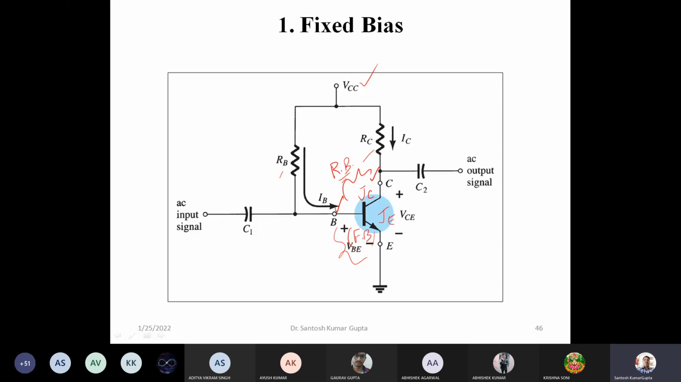Also, we have seen that the capacitors C1 and C2 are applied here, which are called coupling capacitors, which block the DC signals from interfering with the input or output signals. So our regime here is to look at this part of the circuitry and just assume that these are not present. The AC input signal and the AC output signal are not present.